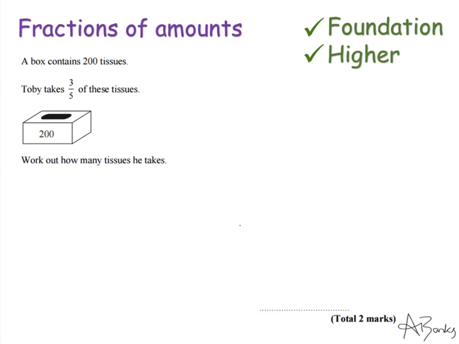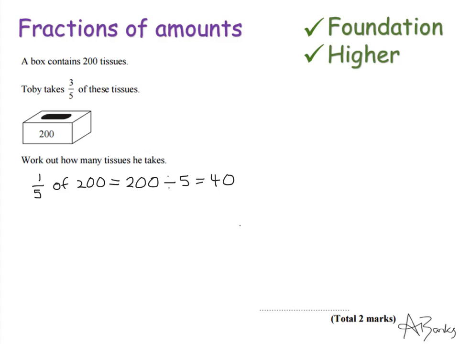Now I'm going to work out first, what if it was 1/5? So let's make the problem easier and do 1/5 of 200. Now working out a fifth of something means splitting it into 5 equal shares. So I just need to do 200 divided by 5. That's 40, and that's what 1/5 is.